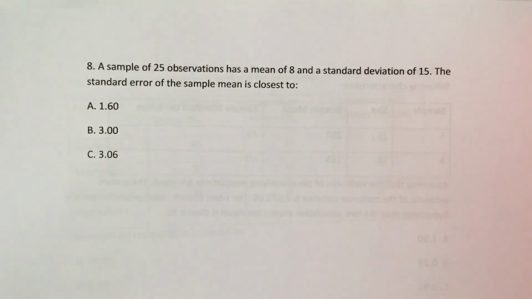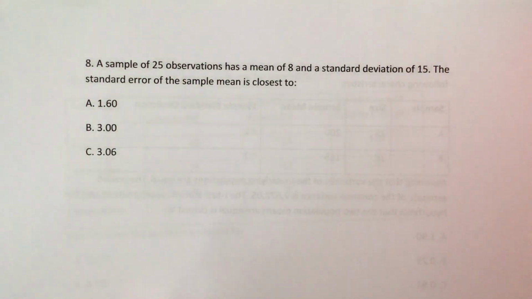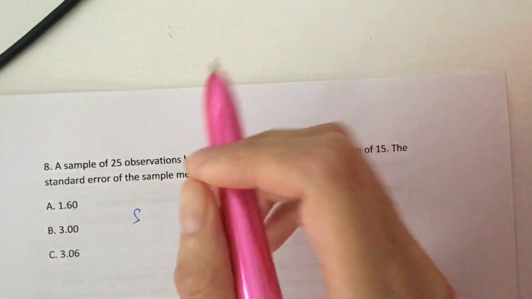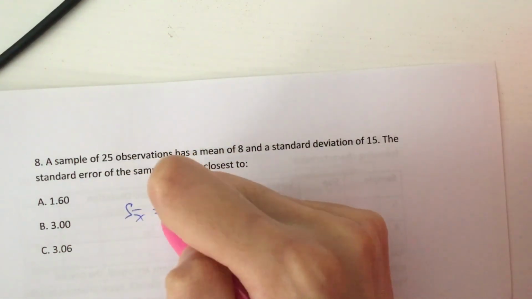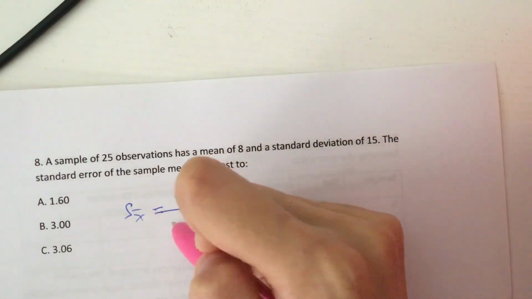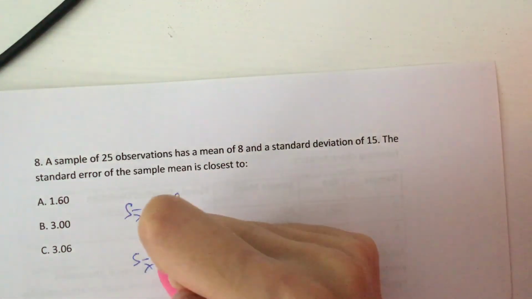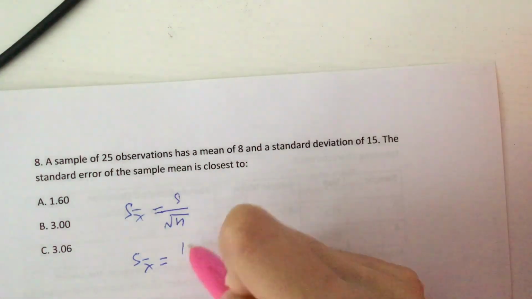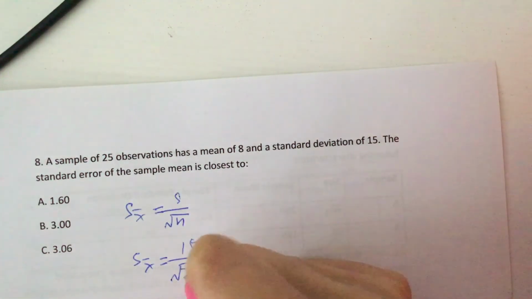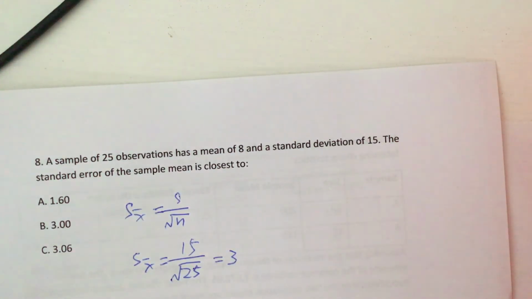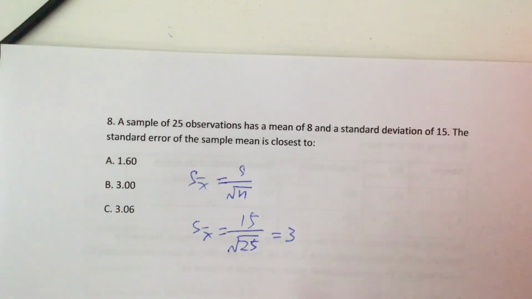The standard error of the sample mean when the sample standard deviation is known is S x bar equals S on square root of n. In this case, it equals 15 on square root of 25, which equals 3. The correct answer is B.